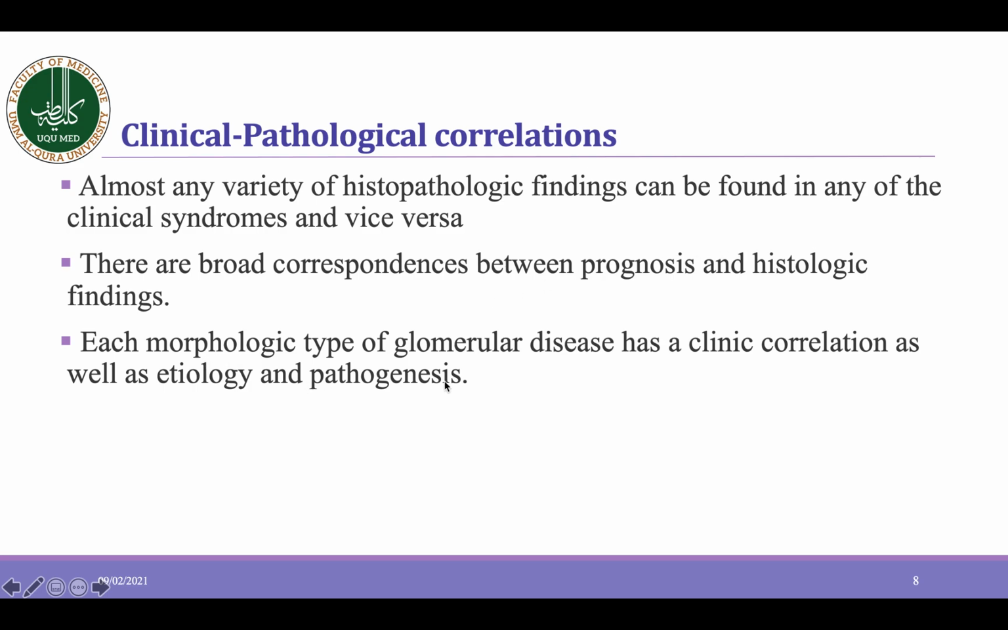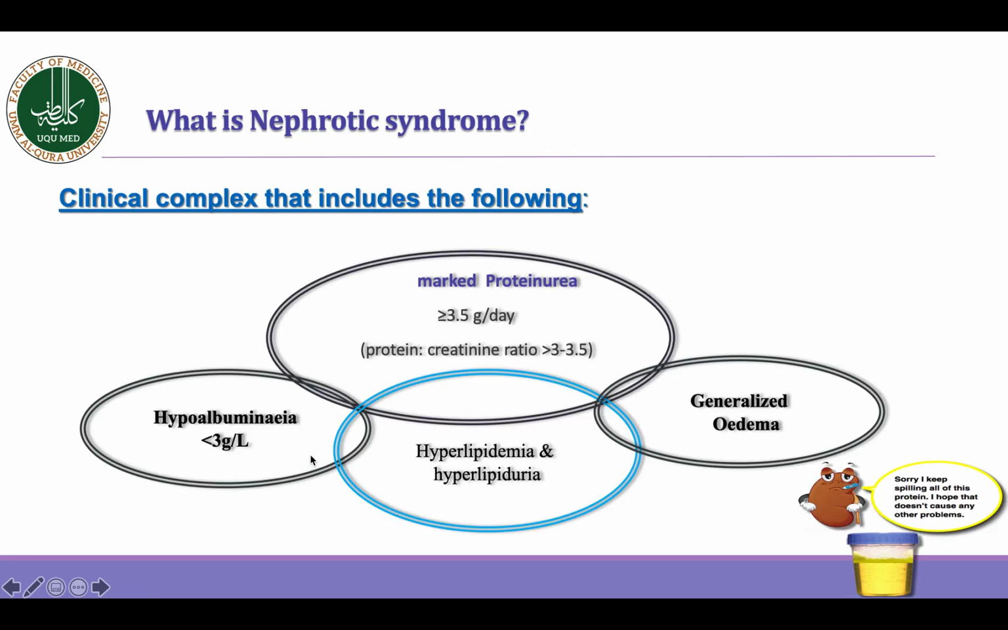Each morphologic type of glomerular disease has a clinical correlation as well as etiology and pathogenesis. Okay, let's start with the first syndrome that we are concerned with, nephrotic syndrome.